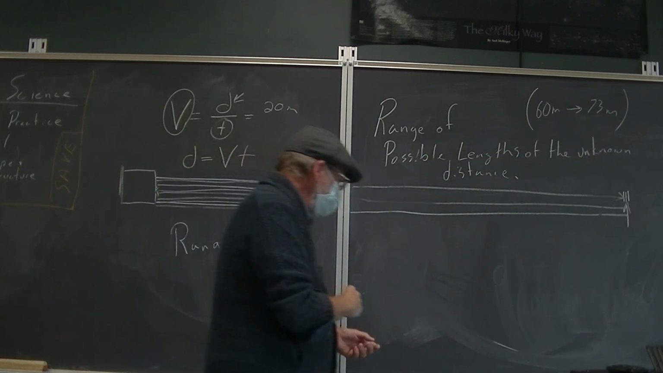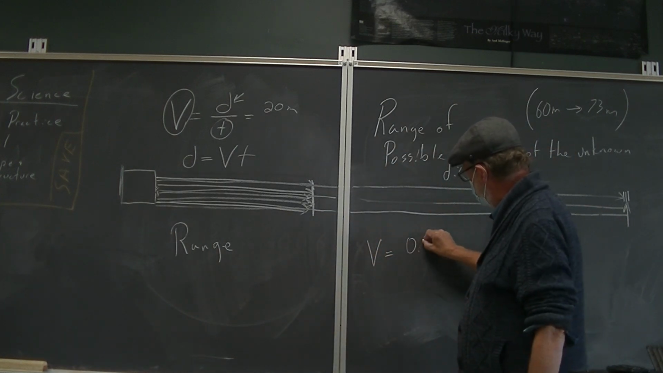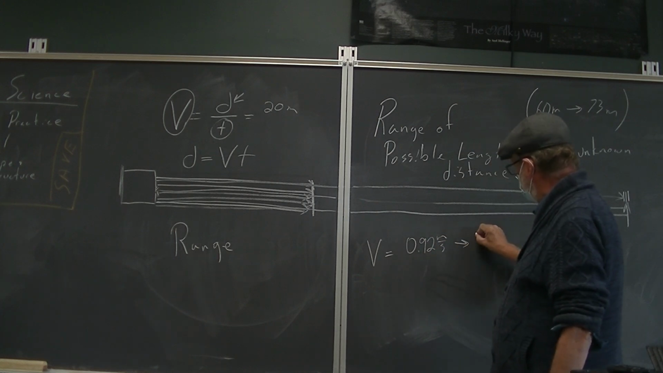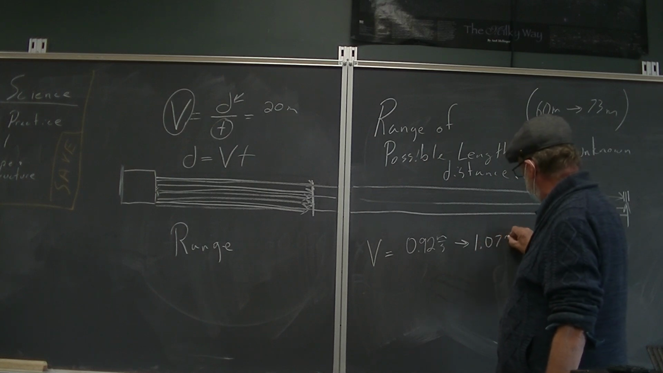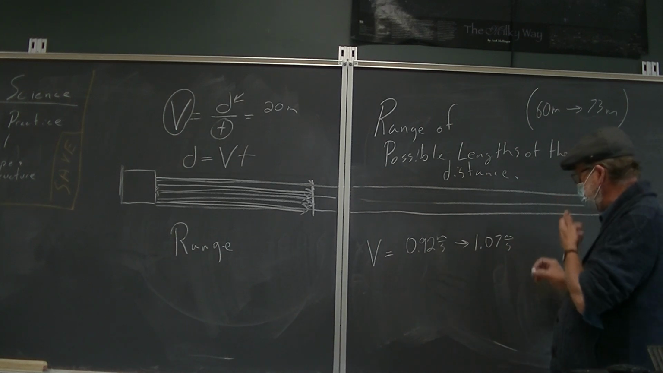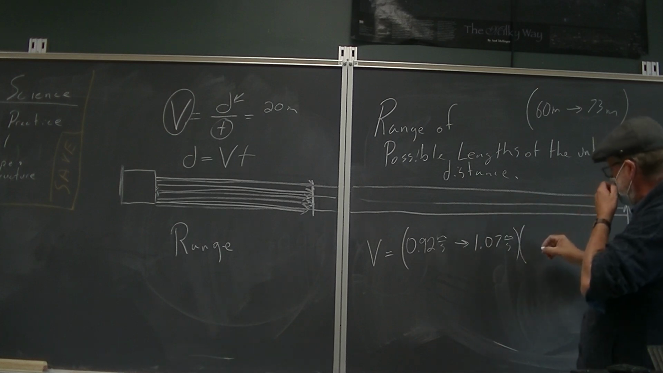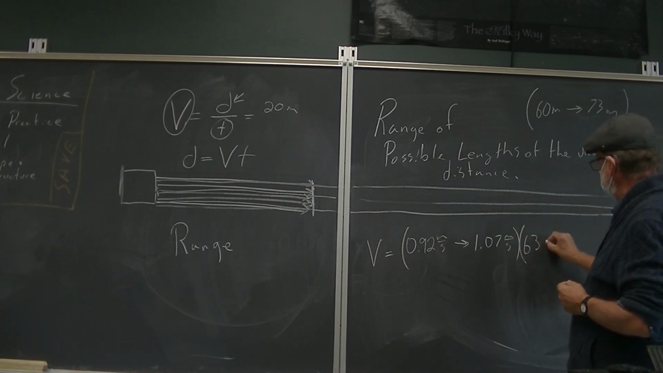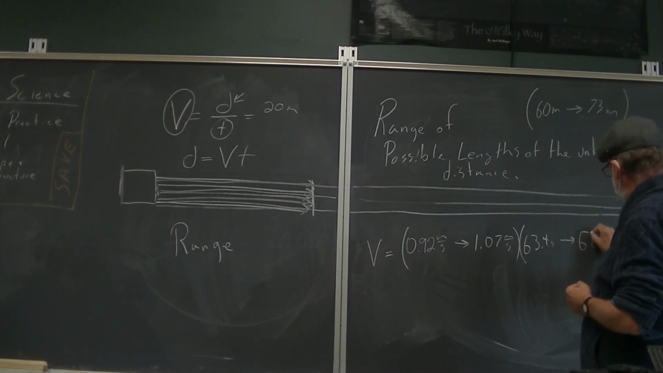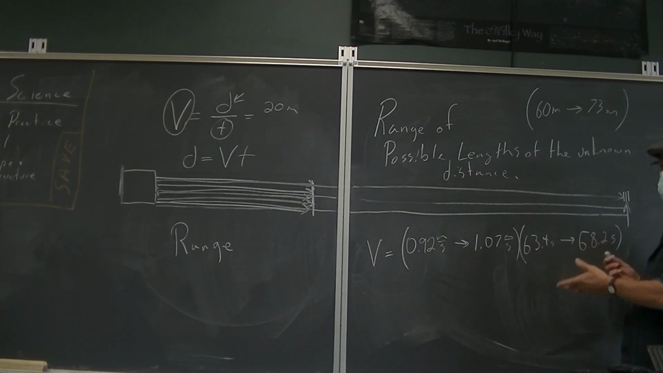Now, how would you get that range? You know your velocity range. You might have 0.92 meters per second, and you might go up to 1.07 meters per second. Whatever you get is fine, but you know your range of possible velocities. Then you will know the times you did for this, and you might have 63.4 seconds to 68.2 seconds, something like that, right? And you might have a closer time, you might have a farther time.